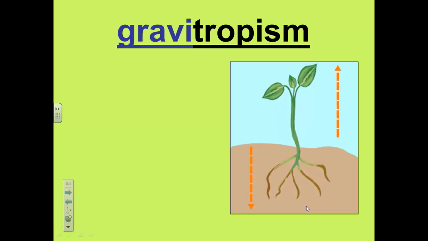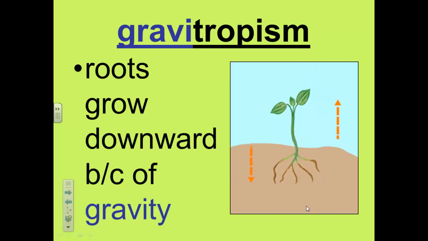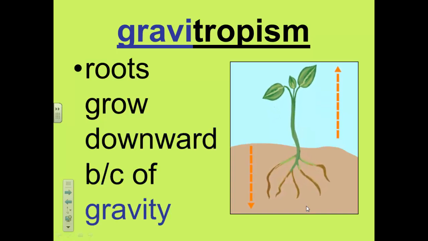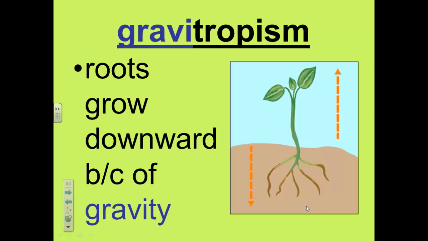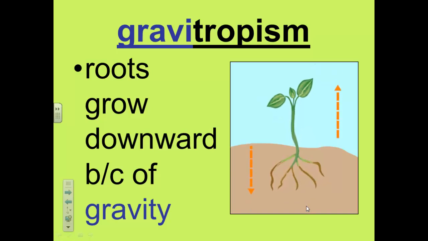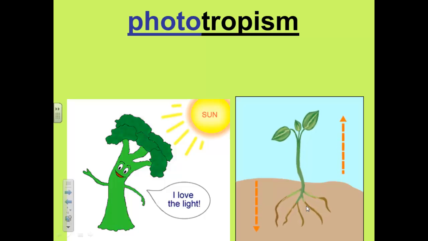Our first example of a specific tropism is called gravitropism. Gravitropism is the growth of a plant or plant part because of the pull of gravity. Gravitropism can occur in plant stems and roots. The roots tend to grow downward in the direction that gravity pulls. The stems tend to grow upward against the pull of gravity, as you can see in the illustration.